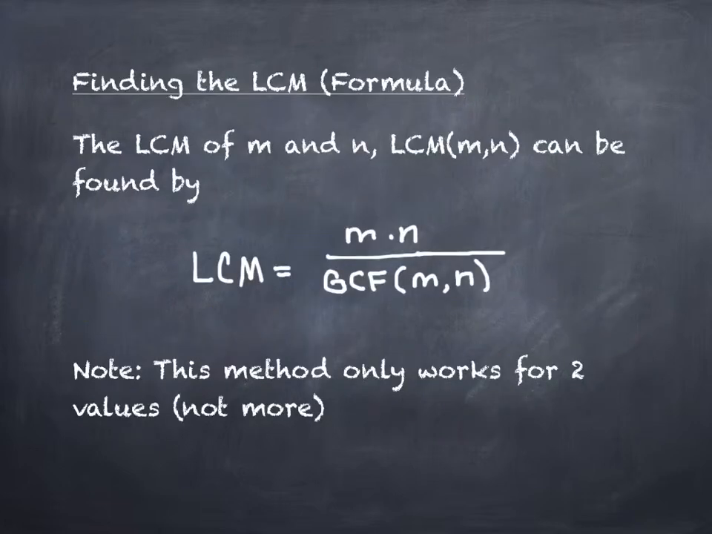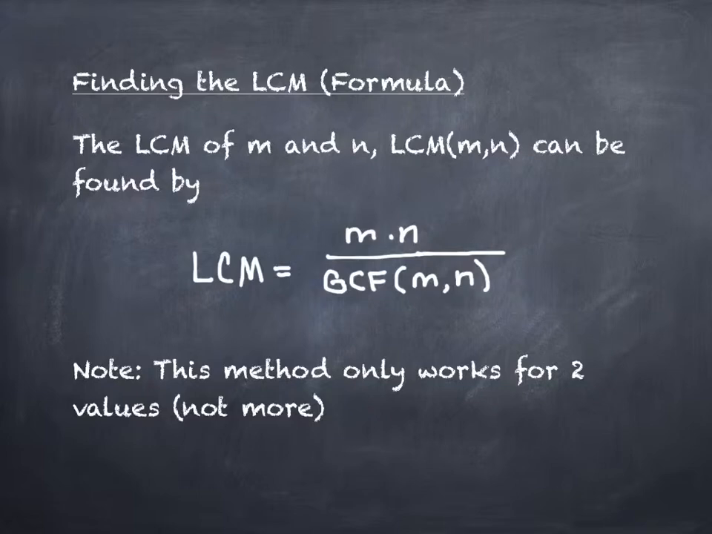This is a formula. All right? Least common multiple of m and n can be found by the following. So you take m times n. This is a multiplication dot. And you divide it by the greatest common factor of m and n.